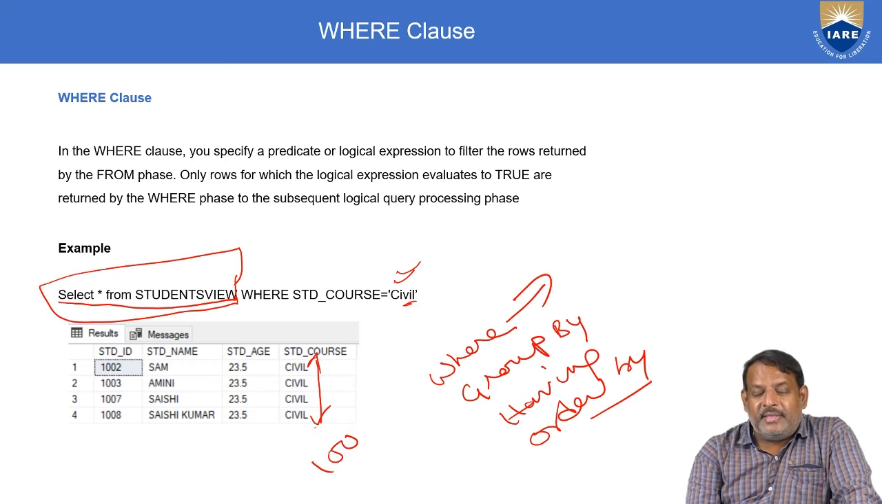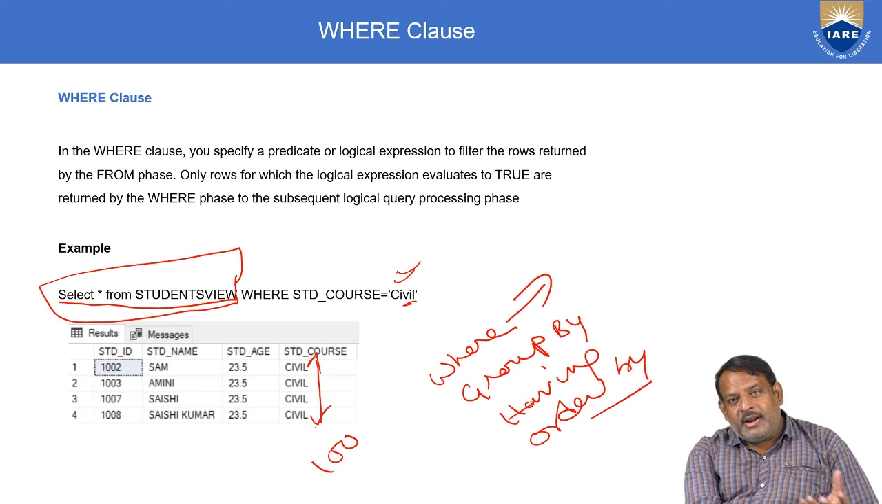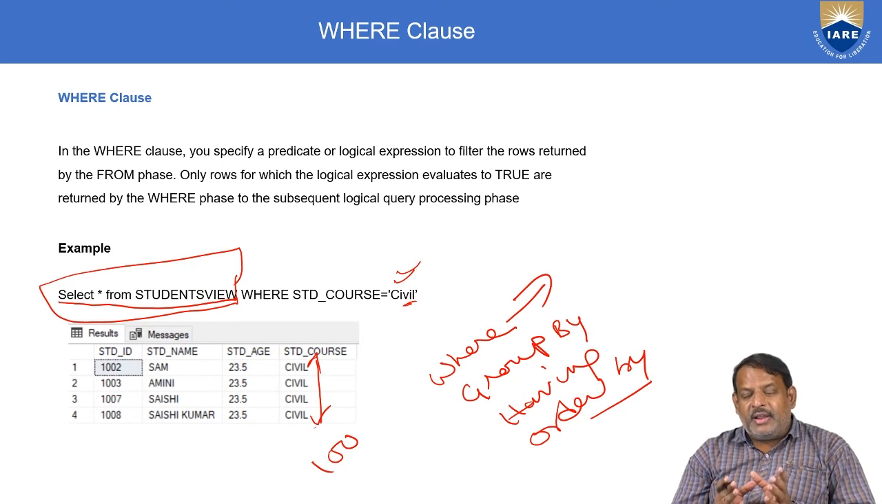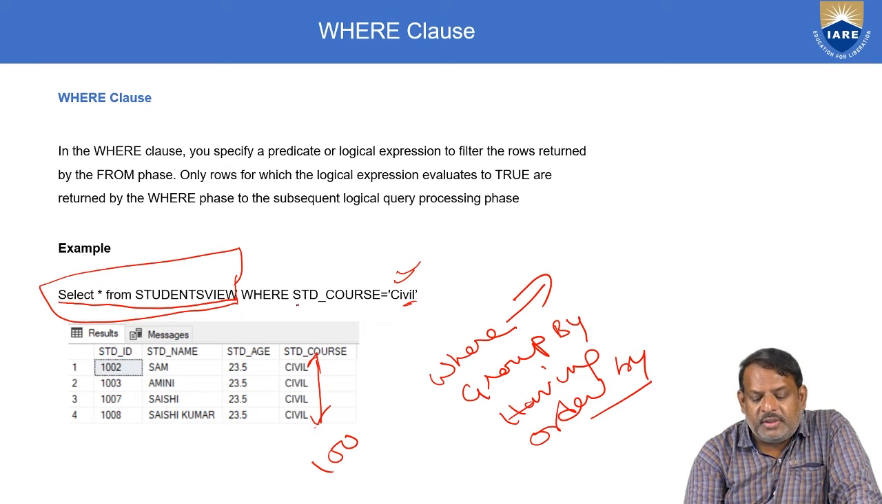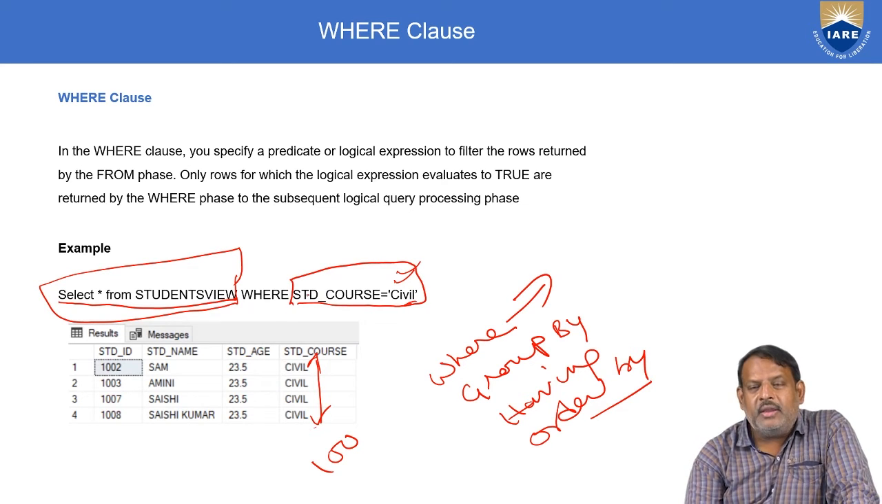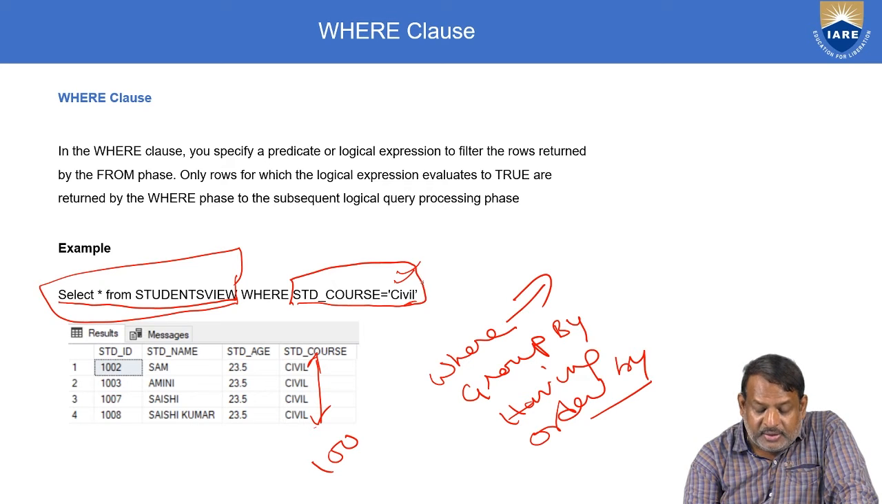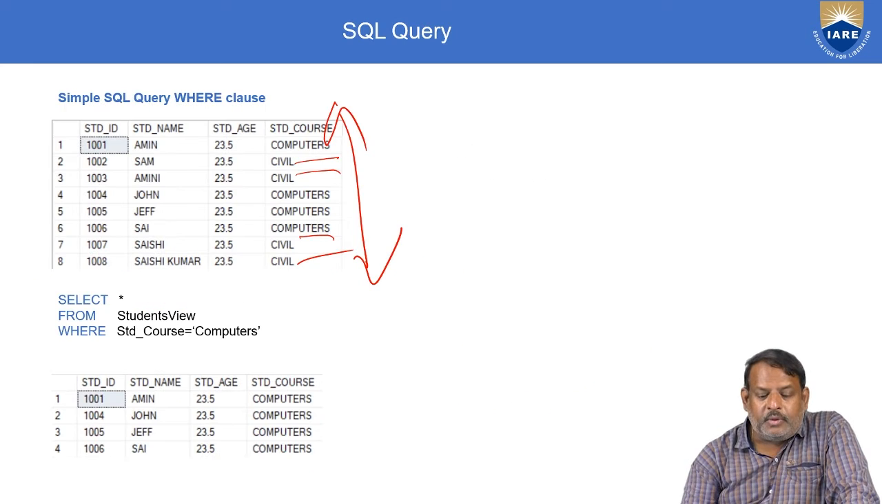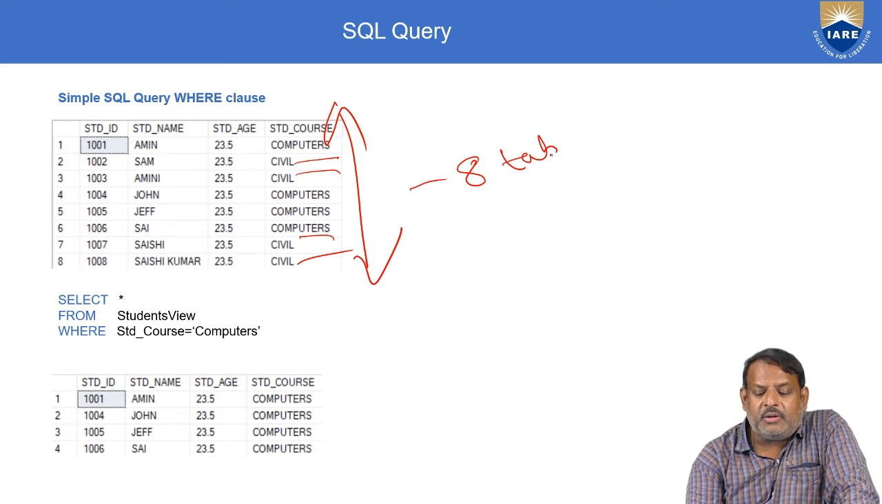So in the where clause, after your from clause, whatever data you're getting, if you want to filter the data, we have to use a where clause. In that where clause, whatever condition you have given, if it is satisfied, you'll get data. If this condition is not satisfied, you'll not get data. Now, if you see here, there are 8 records in this table.